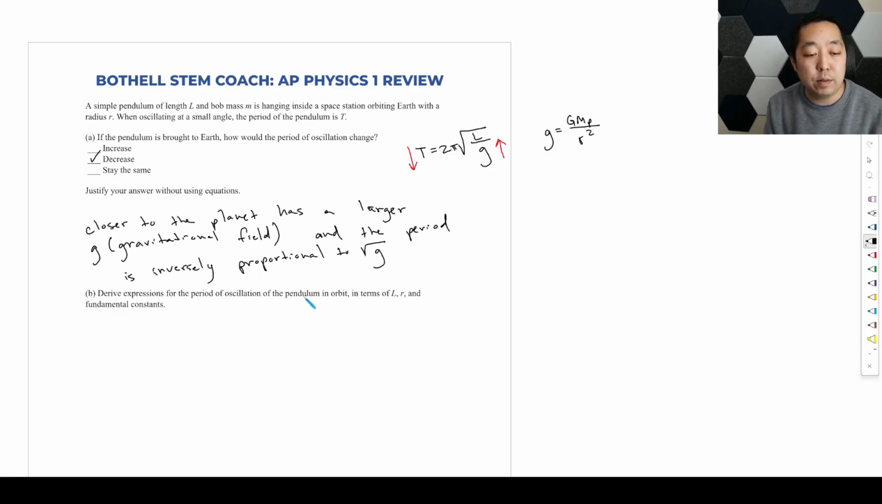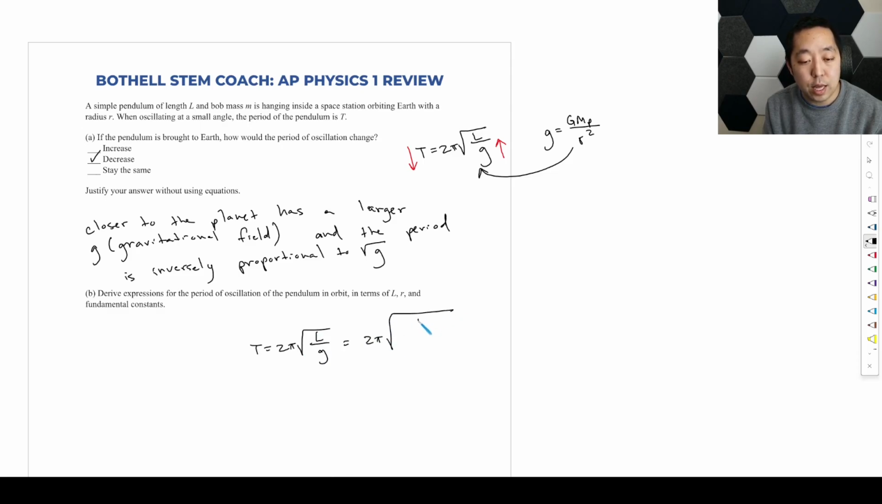Derive expressions for the period of oscillation of the pendulum in orbit in terms of L, R, and fundamental constants. Okay, so we just plug that part into g. So we're going to start with this. T is equal to 2 pi root L over g. That's going to be 2 pi root L over this thing, which is G mass of the planet divided by r squared. This is the mass of the Earth over r squared. And that's equal to 2 pi root L r squared over G mass of the Earth.